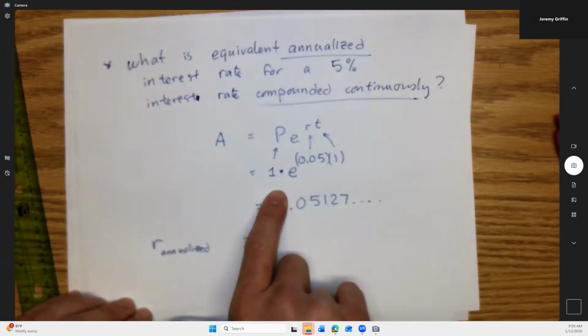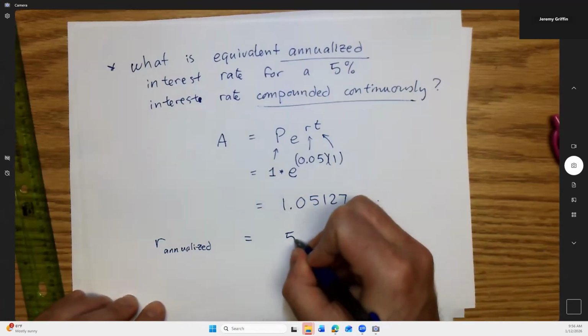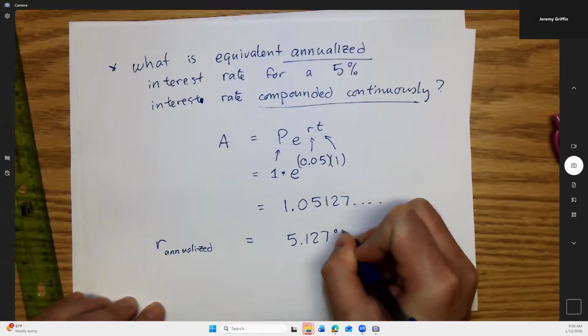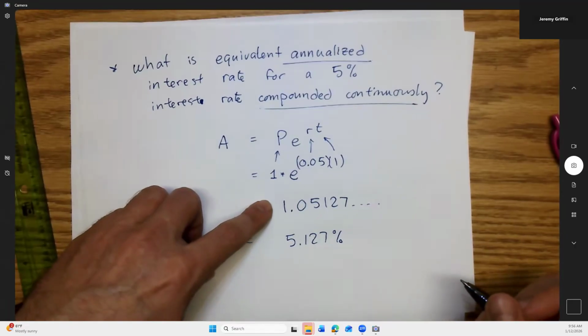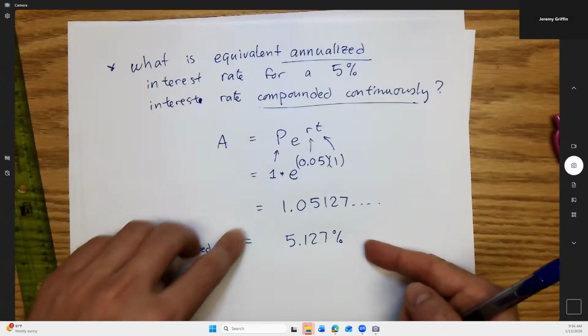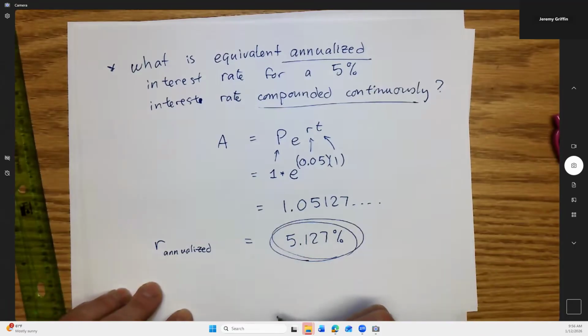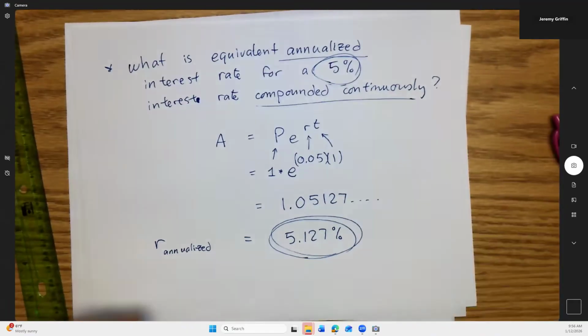It's right here. 5.127%. Right. Because whatever unit of money you initially put in is going to grow by 5.127%. So this annualized rate is equivalent to this continuous rate. It's the same thing.